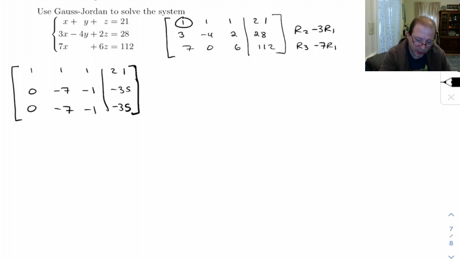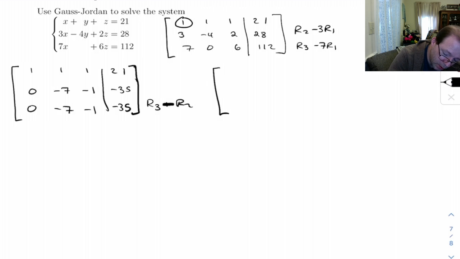Now, as soon as we get something like this happening where two rows are exactly the same, that means those two rows are basically the same equation. So it's going to lead us to a row of all zeros, because I'm going to do row 3 minus row 2. So that shouldn't be a 0 there. That should be a negative 35.